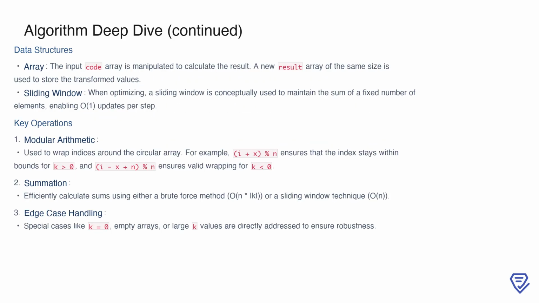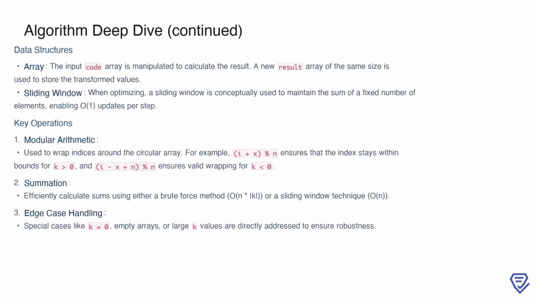To implement this solution, we rely on a few fundamental data structures and operations. The input array code is the primary data structure, and we create a new result array to store the transformed values. Conceptually, the sliding window technique is employed to maintain the running sum of elements within a fixed range, enabling efficient updates in constant time. Modular arithmetic plays a critical role here, as it allows us to handle the circular behavior of the array seamlessly. For example, (i + x) % n is used for wrapping indices forward when k is greater than 0, while (i - x + n) % n wraps indices backward when k is less than 0.